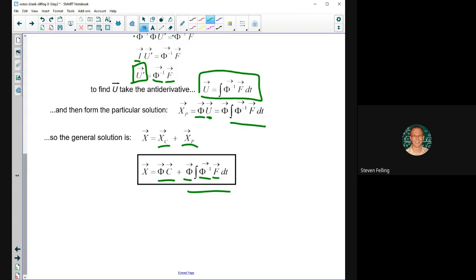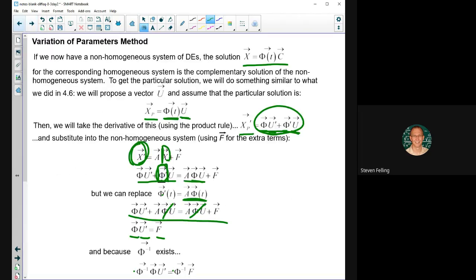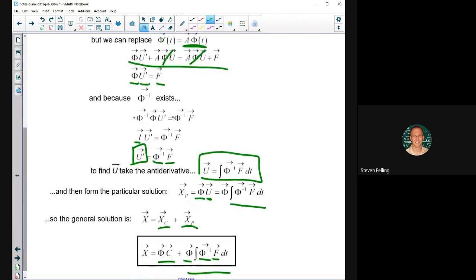So that's crazy looking, and we're going to have to go through carefully an example so you can see what it looks like. It's not as bad in practice as it looks, but it is kind of weird looking. All right. Now, for us to be able to do this, we're going to have to be able to take an inverse of a matrix, okay?